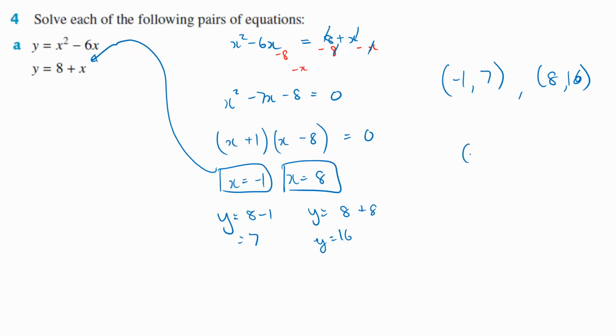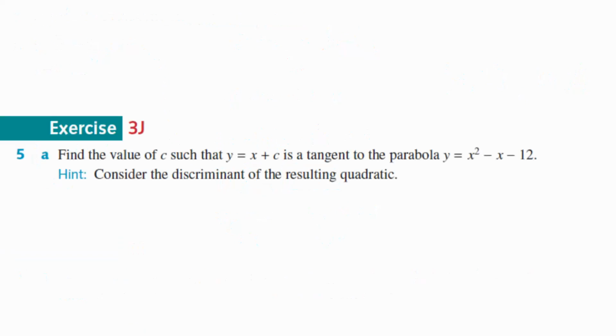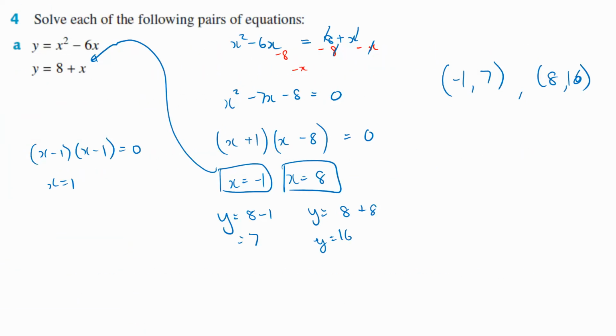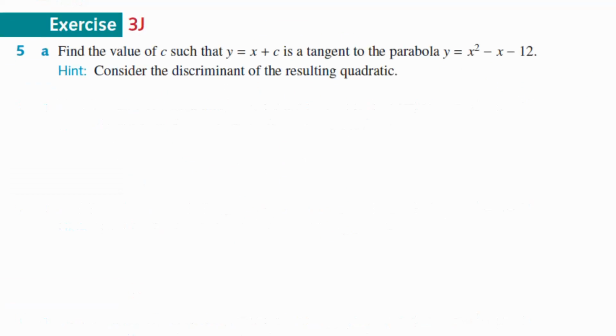So if you have x minus 1 and x minus 1, then that's the same thing as saying x minus 1 squared. If you have x minus 1 and x minus 1, then the answer is just 1. True? Then there's only one x intercept. Yeah? Alright, next one.